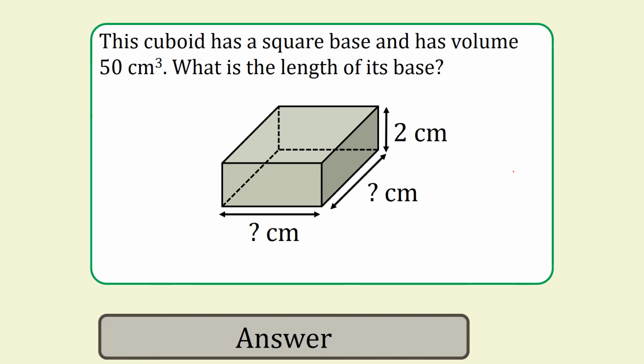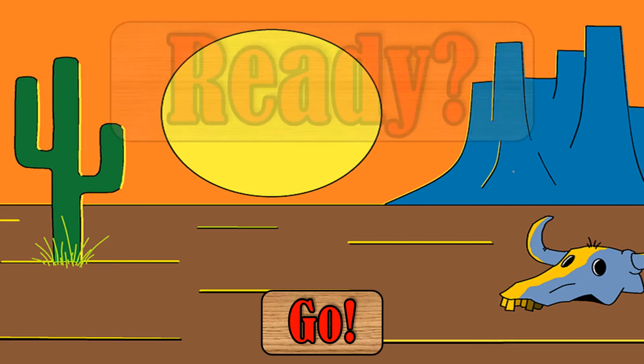Right, this one's got a square base, so the length and the width are the same. What are they? Look, 5 centimeters. 5 times 5 times the 2 is 50, isn't it? Yeah, I think we need to do this a bit more, don't we? We've got to get everyone else onto this.